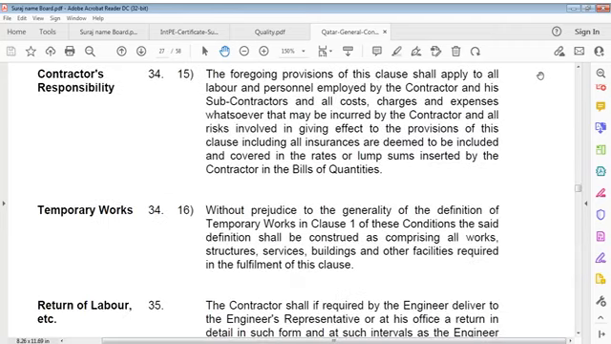The provisions of this clause shall apply to all workers and personnel employed by contractor or its subcontractors, and all costs, charges, and expenses whatsoever incurred or spent by contractor, and all risks involved in giving effect to provisions of this clause, including all insurances, are deemed to be included and covered in rates.